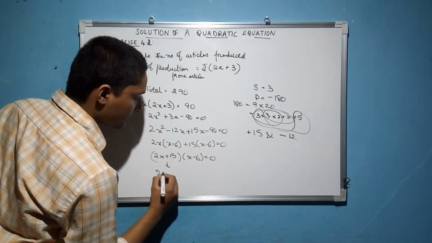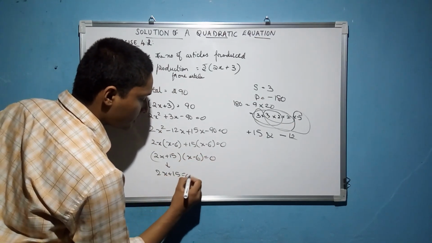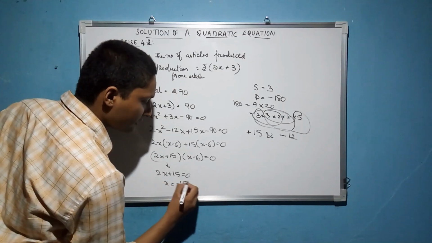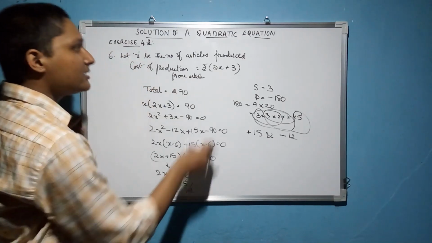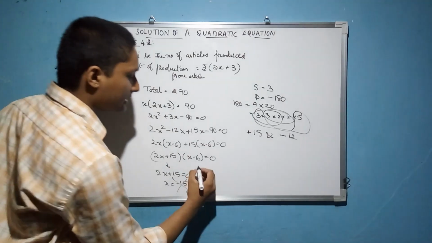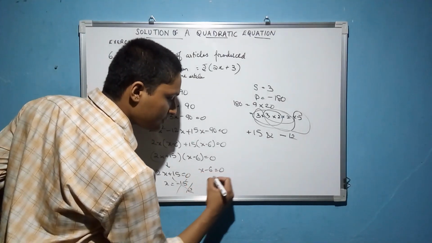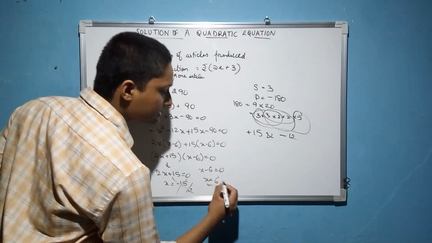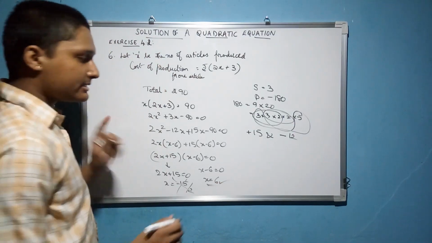This comes to be 2x plus 15 is equal to 0, x is equal to minus 15 by 2. This cannot be considered because the number of articles cannot be negative. Then you have x minus 6 is equal to 0. Therefore you get x is equal to 6. Therefore the number of articles comes to be 6.